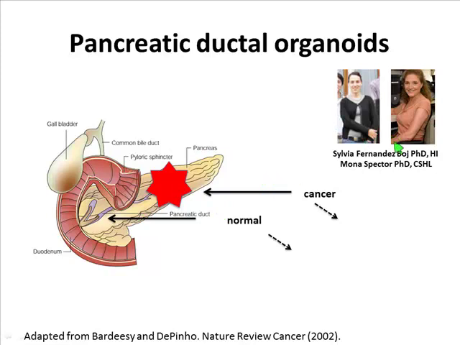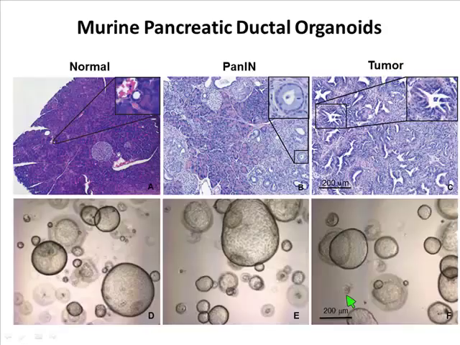These two gals shown here, their photographs, are the ones who actually got this off the ground, Sylvia Fernandez-Barrena from Hans's lab and Mona Spector from mine. And from both of these tissue fragments, we prepare what we call organoids. We call them organoids because when we transplant them back into the tissue they came from, they turn back into that tissue. We don't have to add Yamanaka factors. We don't have to add telomerase or any of the things that you've heard about and maybe use in your own lab. So here's the normal pancreas from a mouse.